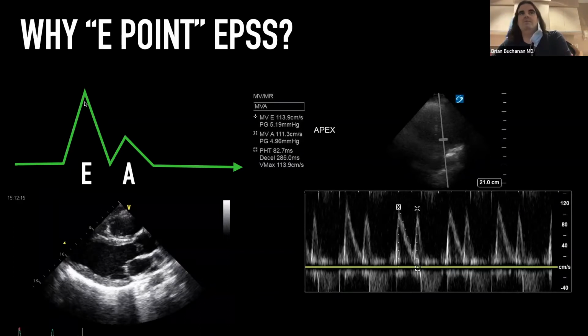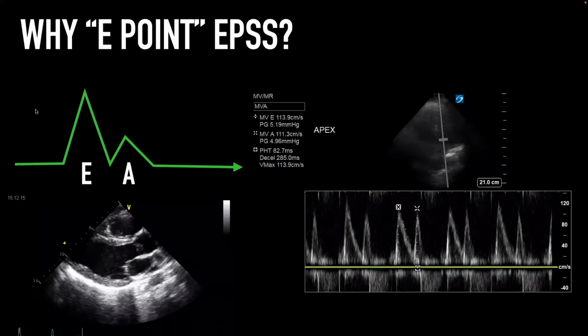Now, if you think about how this is measured here, what would be a limitation of using EPSS for assessing function? Anybody can answer. Mitral stenosis, aortic regurg. Okay, great.